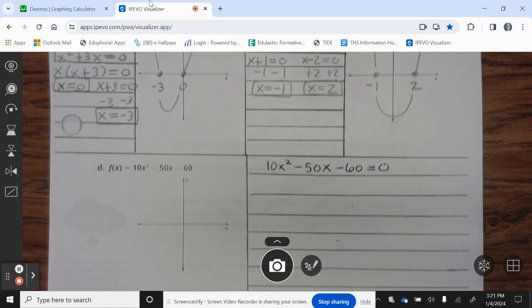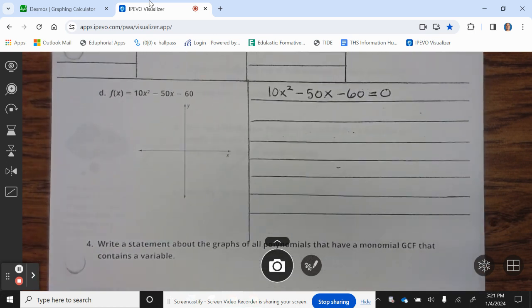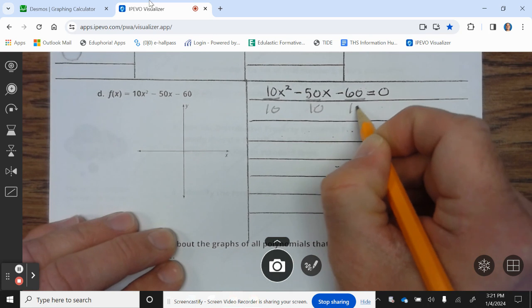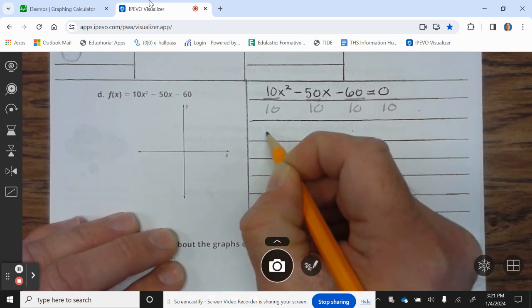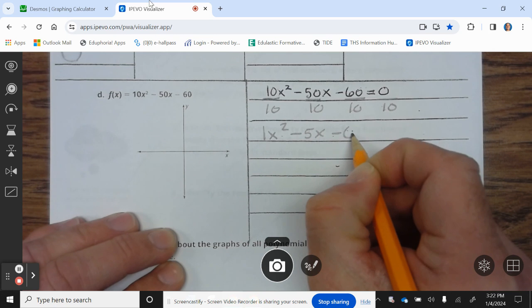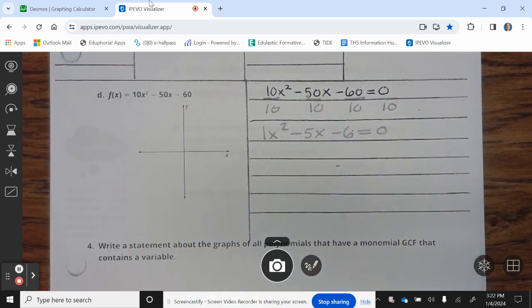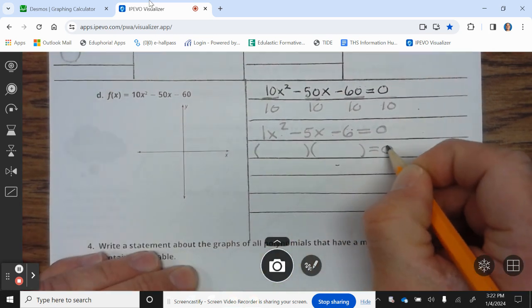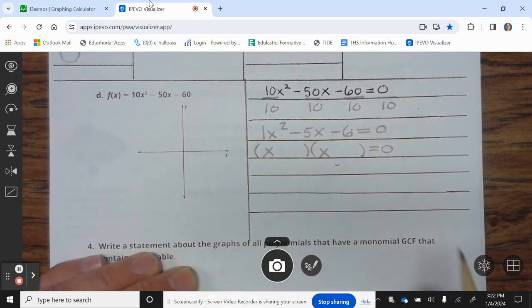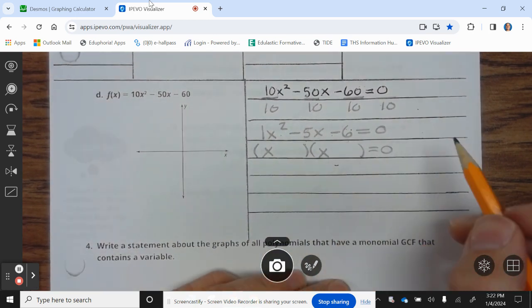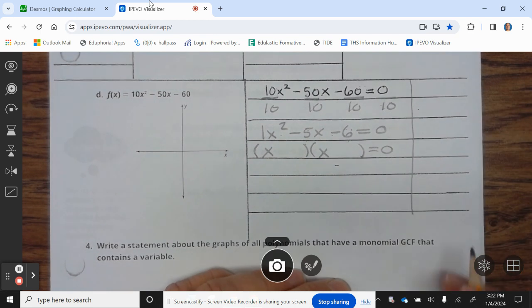All right, let's take a look at the next example. So we can divide all the terms by 10. So that becomes 1x squared minus 5x minus 6 equal to 0. 2 parentheses, x and x. Now we need to figure out what numbers multiply to give you negative 6 combined to be negative 5.